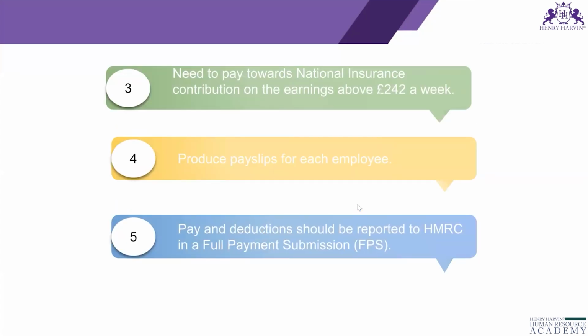You need to pay national insurance contribution on the earnings above 242 pounds a week. It is actually 242 a week, the weekly rate. What happens?